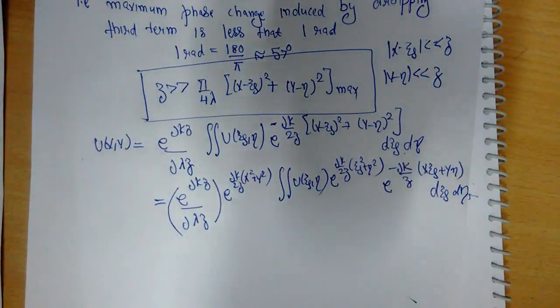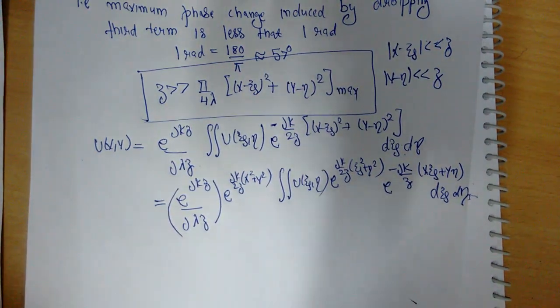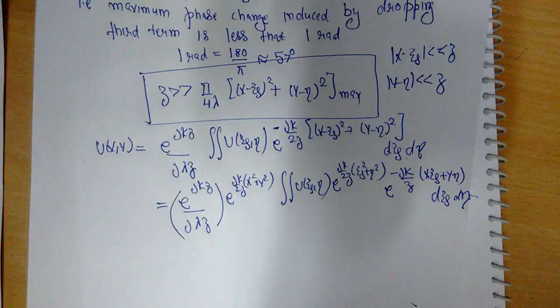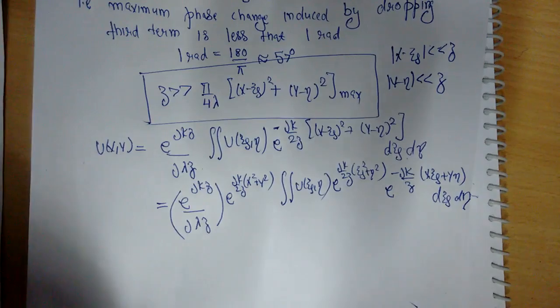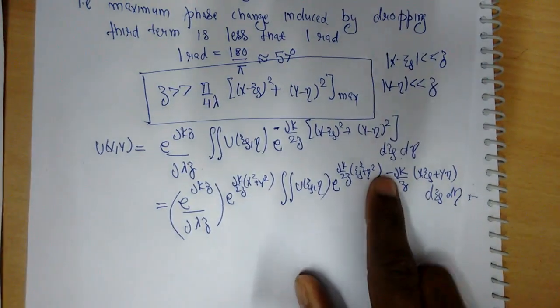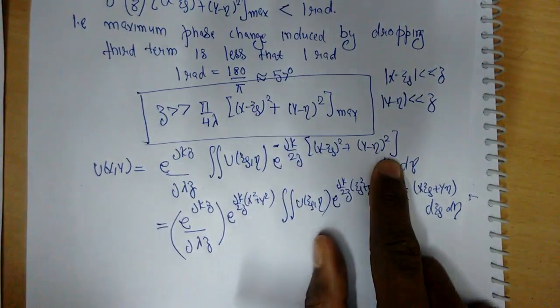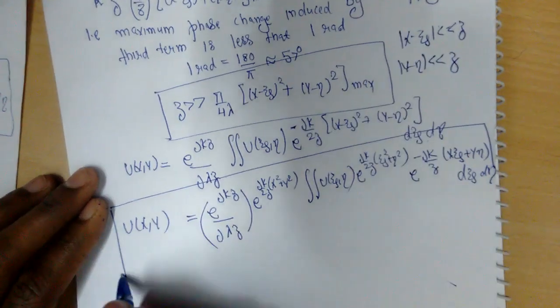So this will be the final form after taking e raised to power jk upon 2z (x square plus y square) outside the integral, because this is not going to be effective since we are integrating over zeta and eta. So we have taken this constant value outside the integral. Okay, so this minus sign is because here you will be getting minus 2x zeta minus 2y eta. So let me highlight this.